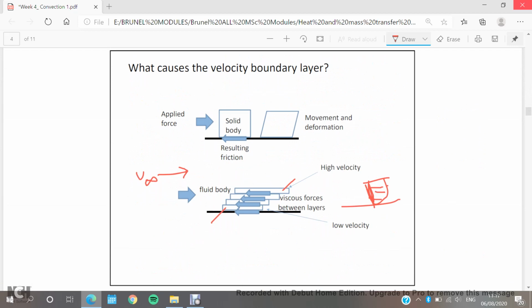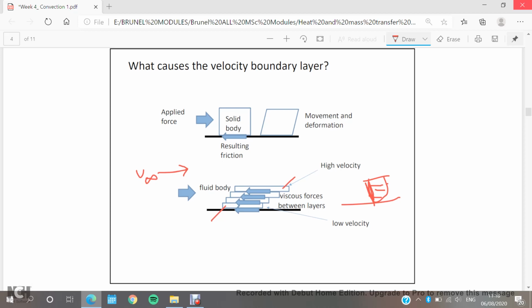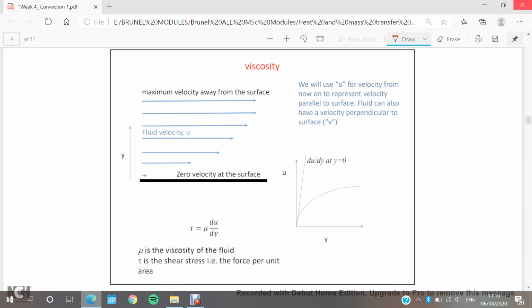So here, as we mentioned before, the lower layer is exposed to high viscosity and high frictional force, and the upper layer has less viscosity or less friction force. That's why the velocity up there will be much higher than the velocity near the surface.